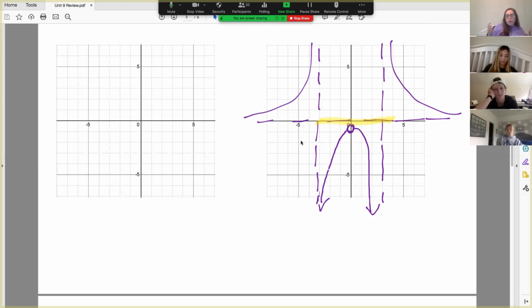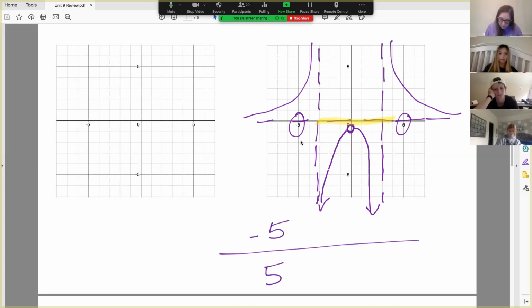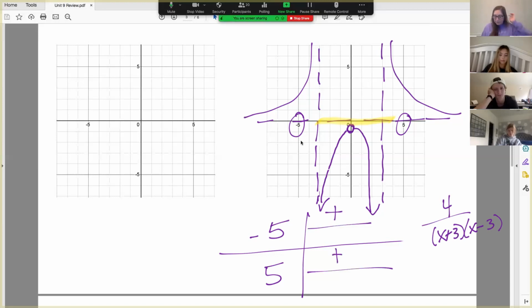But I also want you to feel confident in your answer. So just to be sure, we can test some points. I'm going to test negative 5 and 5, just to be sure that they're above 0. So my original problem is this. If I plug in negative 5, I have positive on top for both of them, obviously. On the bottom, if I plug in negative 5, I get negative times a negative, which ends up being positive.